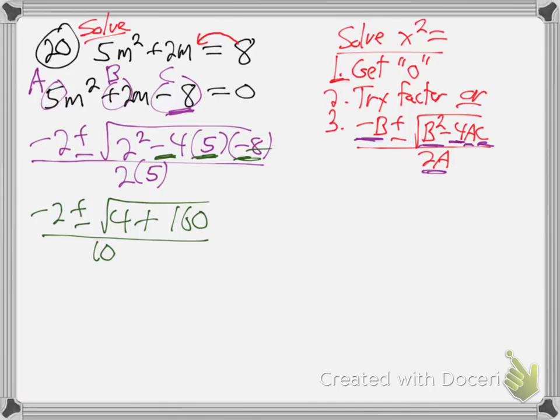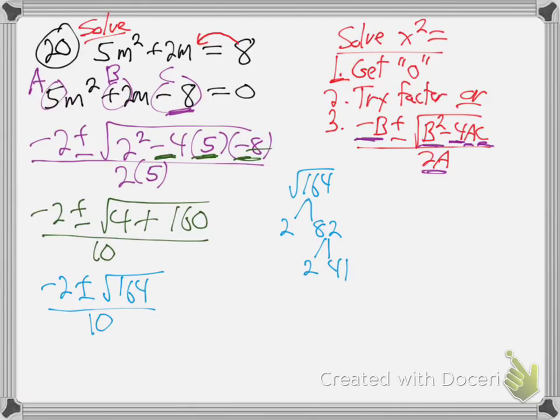Okay, so now, where do we go from here? This is negative 2 plus or minus the square root of 164 over 10. So I got to break down that root of 164. Use your calculator. 2 times 82, 2 times 41. Am I doing that right? Yeah, right. And 41 doesn't break down. So that'll be minus 2 plus or minus the square root of 2 times 2 times 41 all over 10. The 2, 2, and the 41.